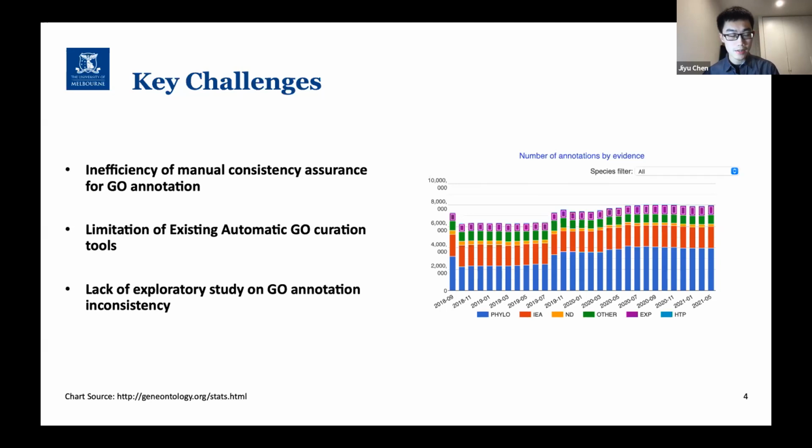The third challenge is that there is a lack of qualitative or quantitative studies, especially on analyzing the scale, the scope, or the characteristics of inconsistent literature-based GO annotation records within the databases, although many papers were discussing various aspects of the quality concerns of GO annotation at a very high level.